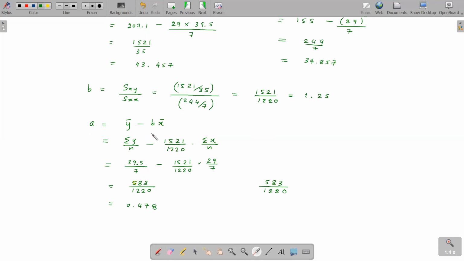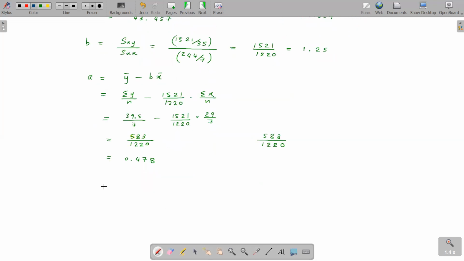Give a higher, maybe around 6 or 7 SF, or you can give the entire fraction. I gave the entire fraction. Okay, but when you're writing your regression line, we write it with 3 SF, and you can specify your significance. So y = a + bx, y = 0.478 + 1.25x. All right, guys, so that's the answer.